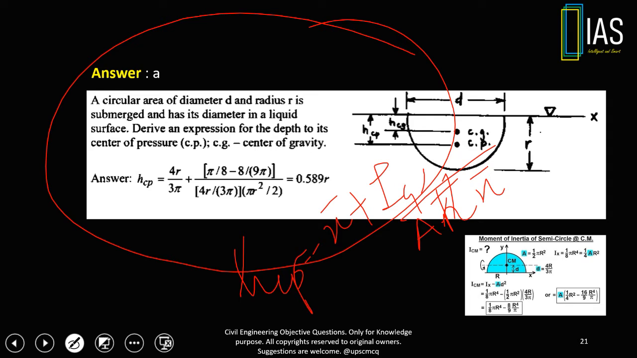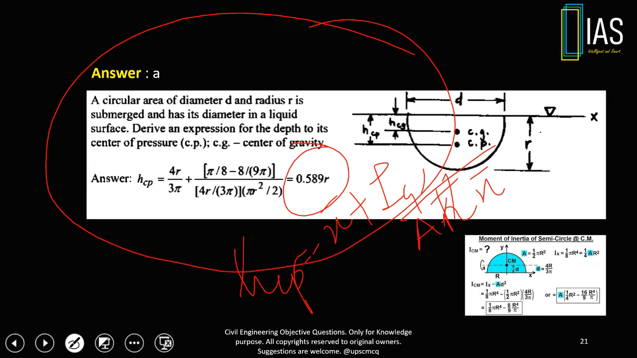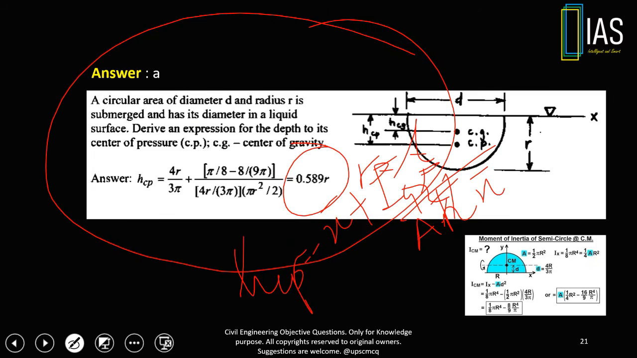Therefore after putting all the components, we get the required value as 0.589 r, but the options given were in d, therefore we can put r as d by 2. Hence we would get an expression as 3 pi d by 32. And for your reference, I've also provided the moment of inertia about the centroidal axis, sin square theta.